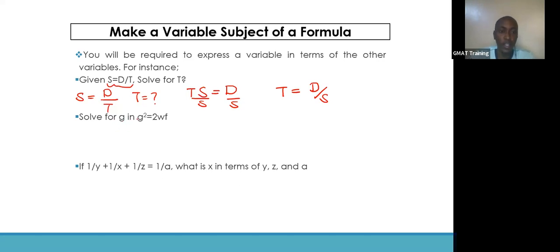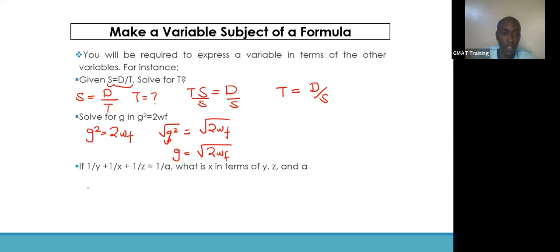Then we have another example. Solve for g in g squared equals 2wf. How can you solve for g in this case? To solve for g, we have to find the square root on both sides. If you square root g squared, we'll have g. So square root both sides: the square root of g squared equals the square root of 2wf. The square root of g squared is g, so g equals the square root of 2wf. As simple as that.